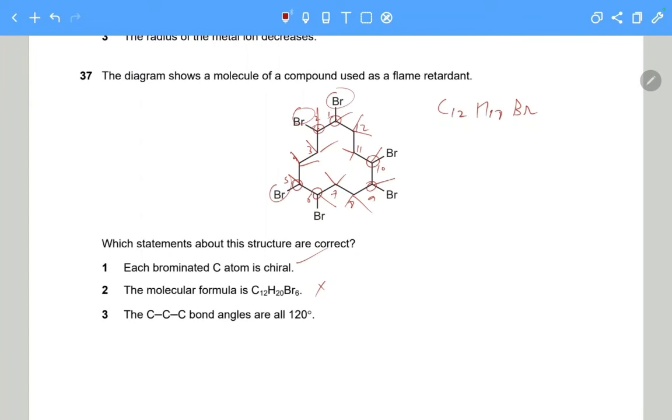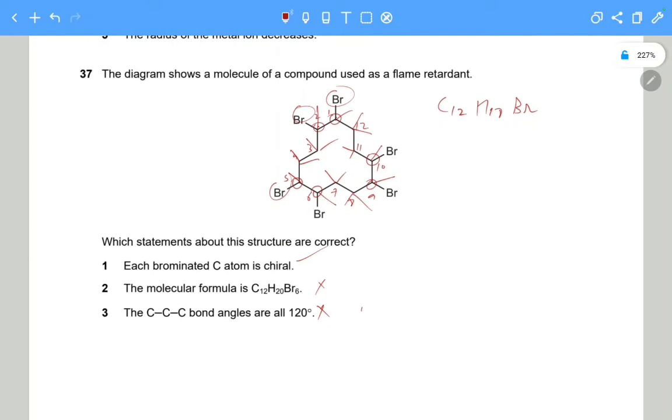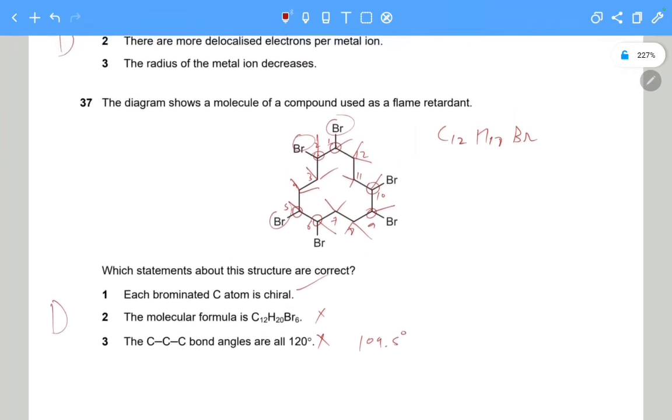And then the C-C-C bond angles are all 120 degrees. That is wrong because there are no carbon-carbon double bonds. All the carbon atoms are tetrahedral, sp3, and therefore the bond angles are all 109.5 degrees. So the answer is D.